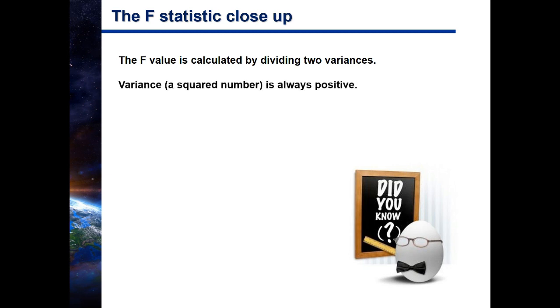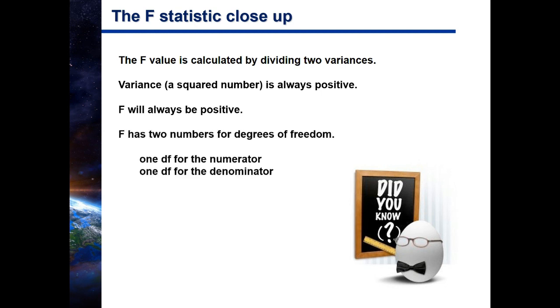Because variance is a squared number, remember, variance is always squared, that means F will always be positive. Because when we take a positive number and divide it by another positive number, the answer will always be positive. All right? A positive divided by a positive is always a positive. Okay, so F will always be positive.